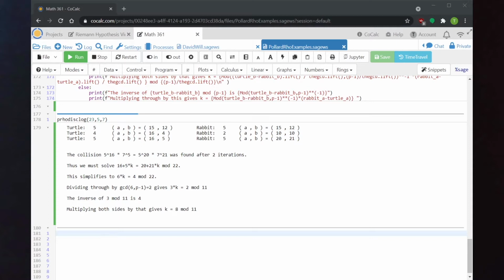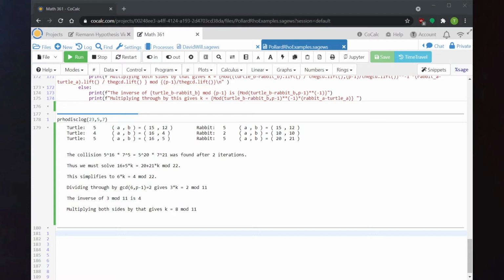And I've programmed it to actually spit out for you basically the whole story of what happens with this equation. And so our collision here is that 5 to the 16th times 7 to the 5th is the same thing as 5 to the 20th times 7 to the 21st. Translating that to an equation mod 22, we get that 16 plus 5k is congruent to 20 plus 21k mod 22. And then this all simplifies to 6k is 4 mod 22.